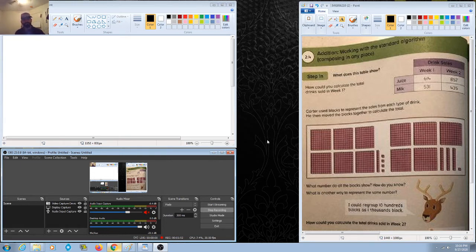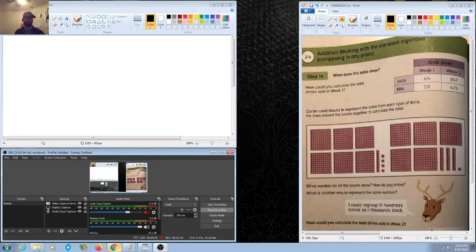It says, how could you calculate the total drinks sold in week 1? Carter the reindeer, I'm guessing, or a deer, I guess he's a deer, used blocks to represent the sales from each type of drink. He then moved the blocks together to calculate the total. What's great about the whole block figure is it shows you the representation of each place value with pictures of that number of blocks.